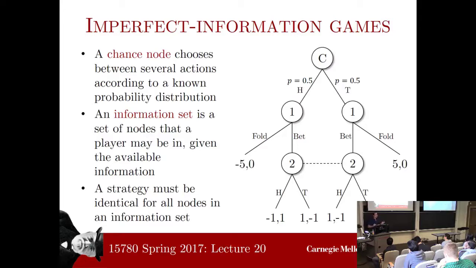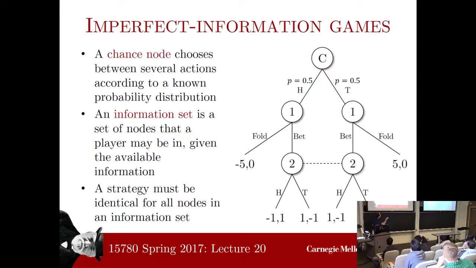Now this game is defined in a slightly weird way. So if he got tails and he folds, he gets a payoff of 5, which is the highest possible payoff in the game. If he got heads and he folds, then he gets a payoff of -5, which is the lowest possible payoff in the game.